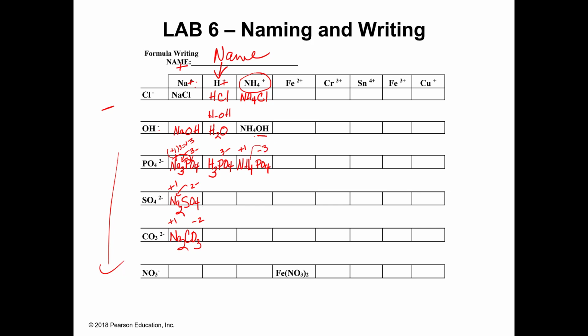So when we swap and drop, the 3 is going to go there, but since it's a polyatomic, I have to put it in parentheses. Otherwise, you're going to say NH43, and you mean NH4, but I have 3 of them.